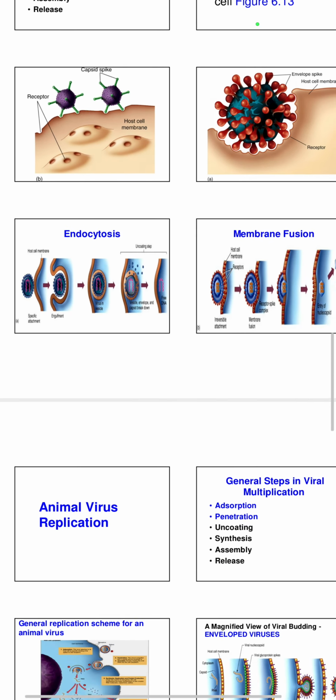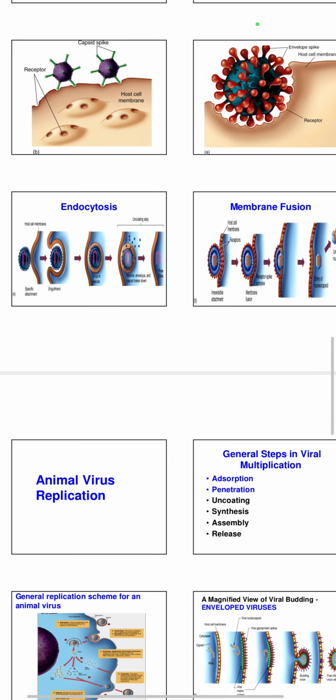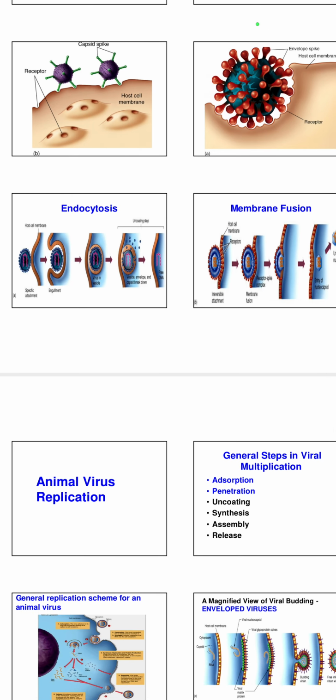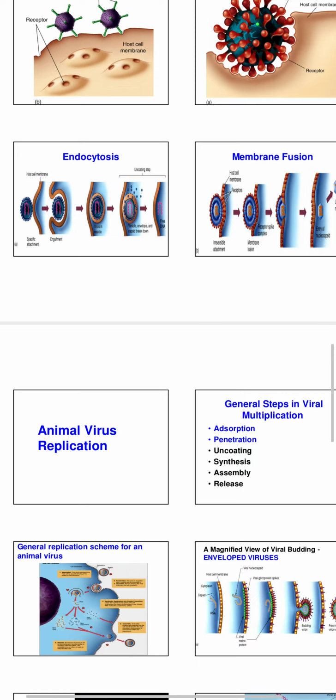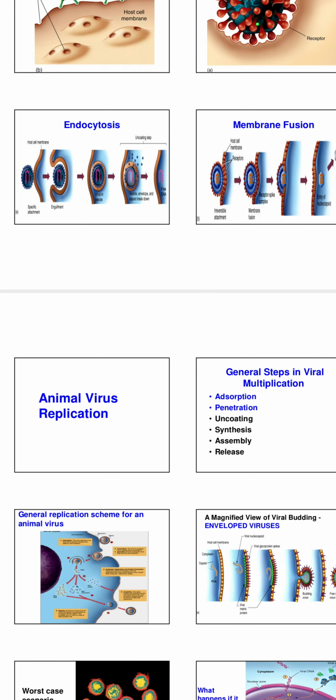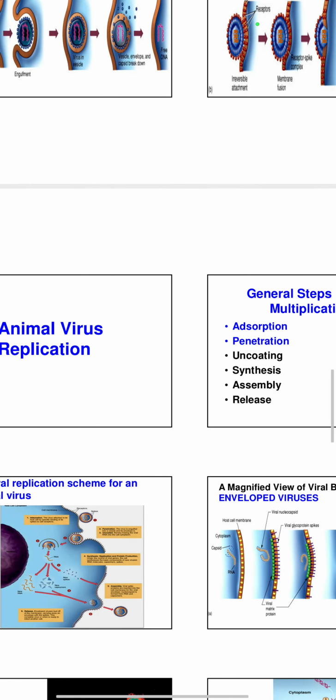And how are animal viruses replicated? Since we've already finished discussing adsorption and penetration, let's move forward. The general replication scheme for an animal virus is in this illustration.